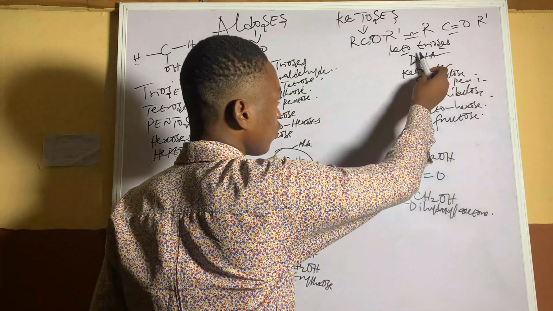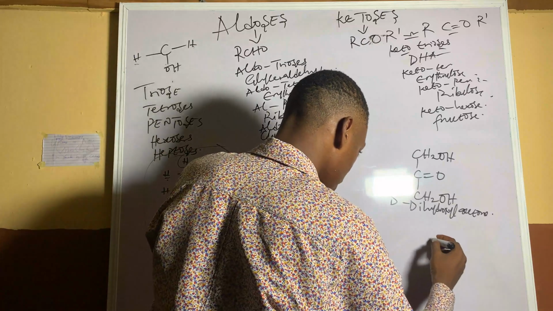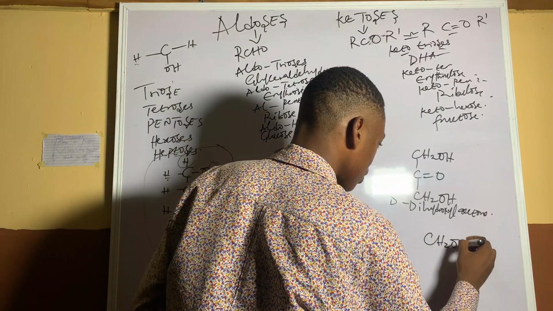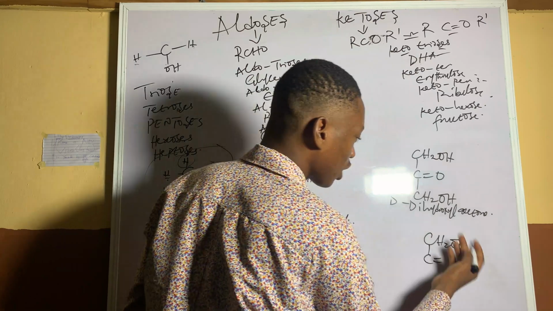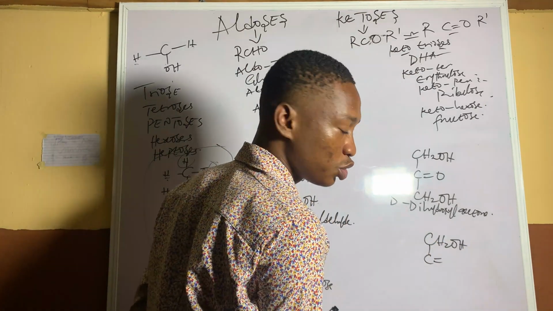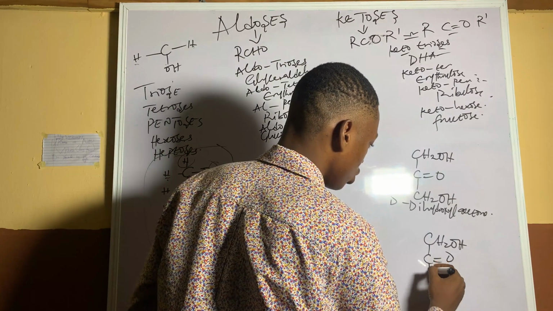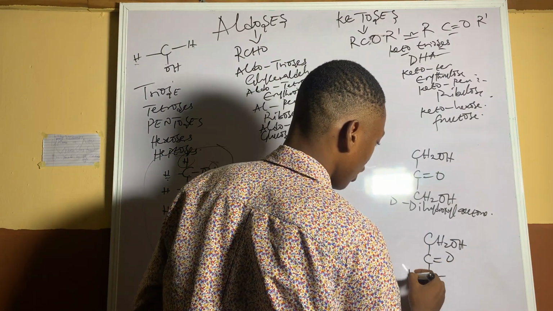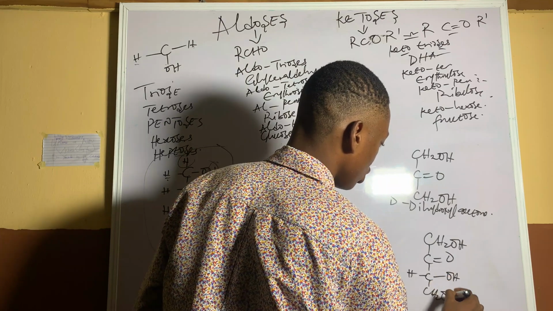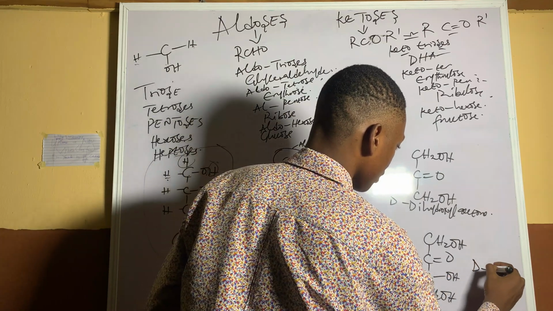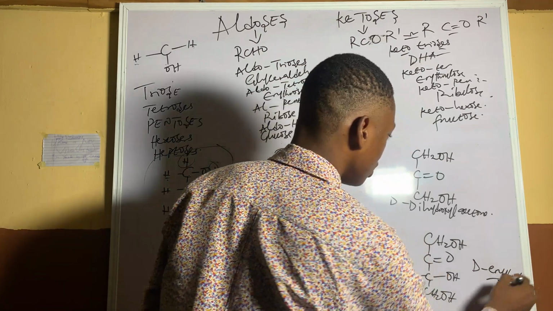Now ketotetrose. We've looked at ketotrioses. For my ketotetrose, which is erythrulose, I will have something like this: CH2OH. Remember, I'm talking about 4 carbon atoms. So C. Usually the second carbon atom in keto sugars contains the ketone functional group, which is C double bond O. So we have C, we have H, OH, and then we have CH2OH. This is the erythrulose. Are we following?